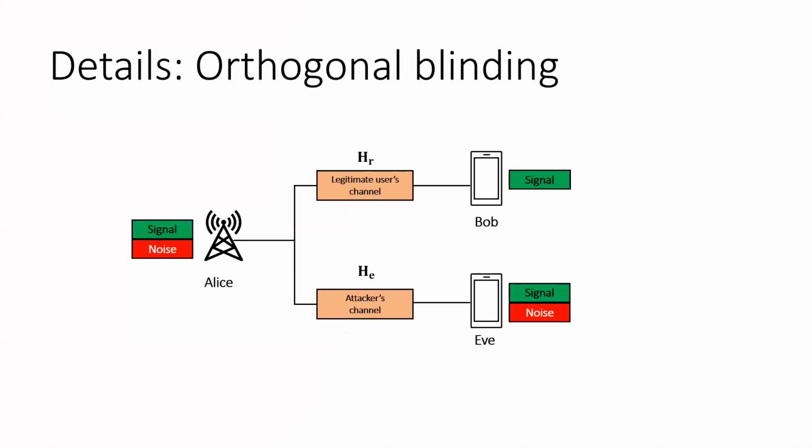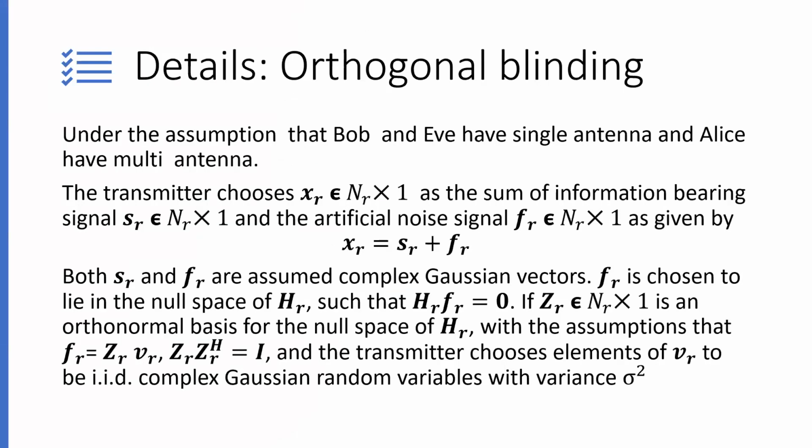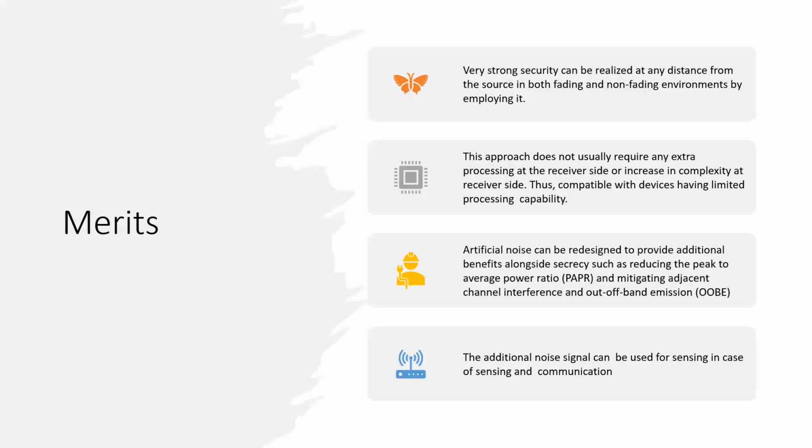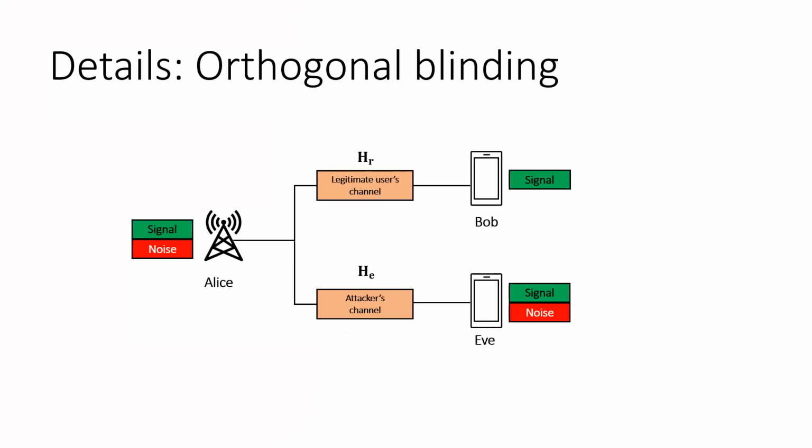Now, what is the orthogonal blinding or artificial noise-based technique? Let's go into the detail of how we can design it: what the null space of the channel is, and how we are putting the noise in the null space of the channel. Now, under this, let's assume that we have an Alice with 2 antennas, and Bob and Eve have single antennas.